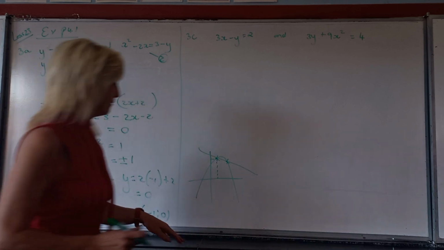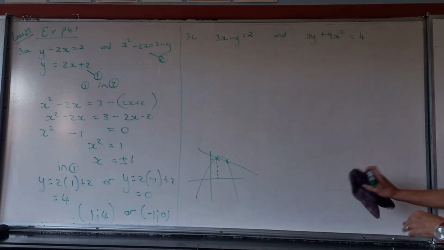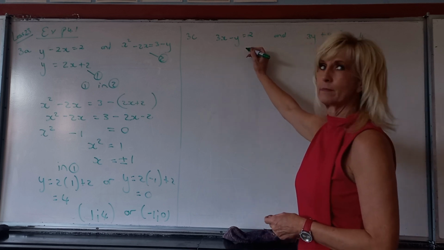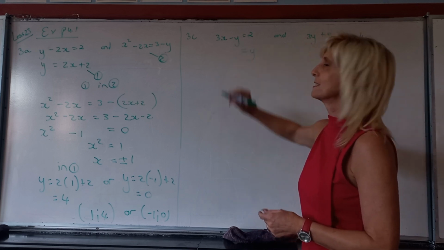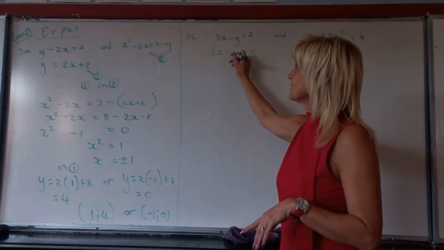Okay, so for this one, what's the option? Use the linear graph. Which one? 3x minus y equals 2. Take the y to the right hand side, I like it. Okay, and then on the left hand side you'll have 3x minus 2.